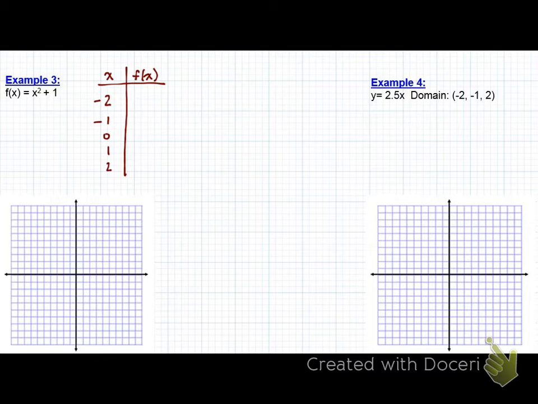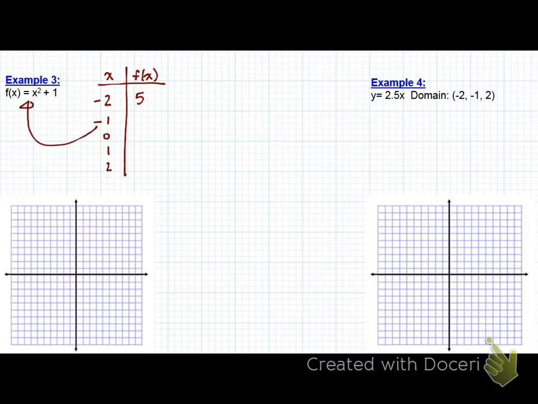Okay, we're starting to plot these, so we have to put negative 2 in here. Negative 2 squared is positive 4, right? And then positive 4 plus 1 is going to be 5, right? I think we did this problem a couple days ago. In your notes, look at your notes, right?